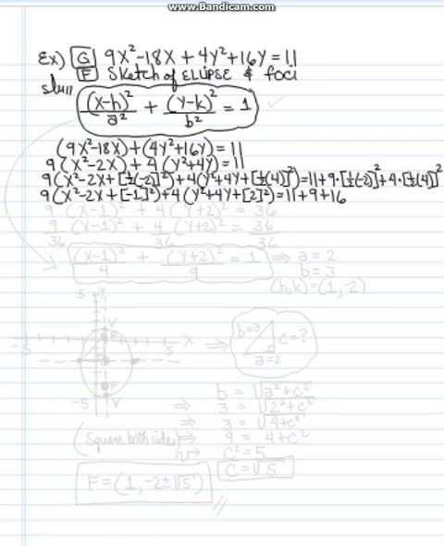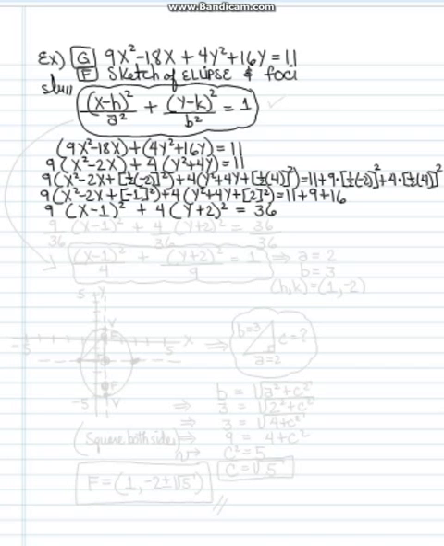Okay, now we're ready to factor the stuff in the parentheses. 9 times (x plus whatever's in the bracket, including the sign), with the square on the outside. So it's x plus a negative 1, x minus 1, squared, plus bring down the 4, factor this as (y plus whatever's in the bracket, including the sign, plus 2) squared. We're using the formula to factor these. Equals 11 plus 9 is 20, plus 16 is 36.